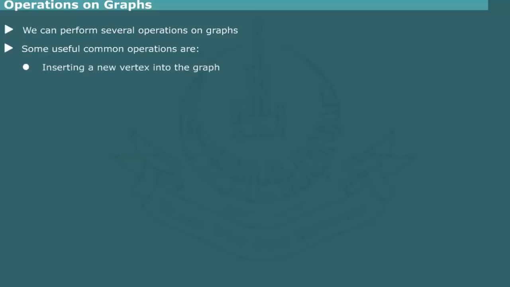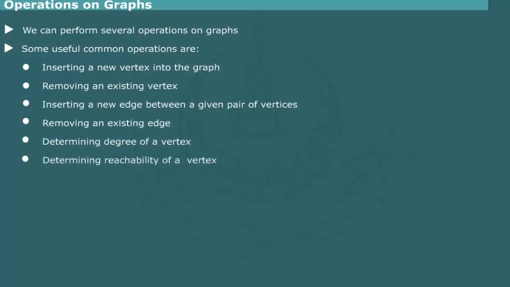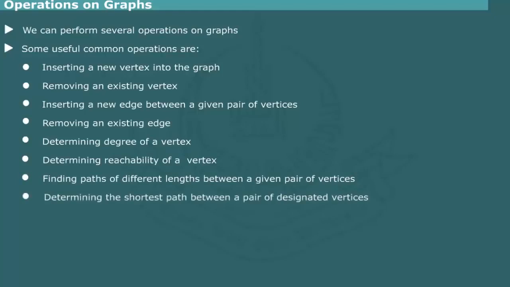Inserting a new vertex into the graph, removing an existing vertex, inserting a new edge between a given pair of vertices, removing an existing edge, determining degree of a vertex, determining reachability of a vertex, finding paths of different lengths between a given pair of vertices, determining the shortest path between a pair of designated vertices, traversing a graph. We shall examine the implementation of these methods while studying different ways of representing graphs.